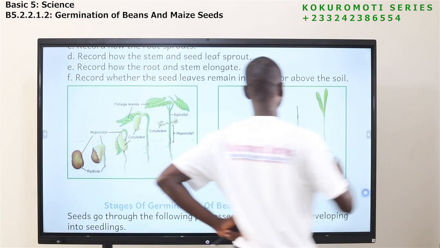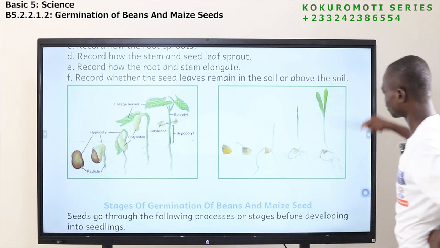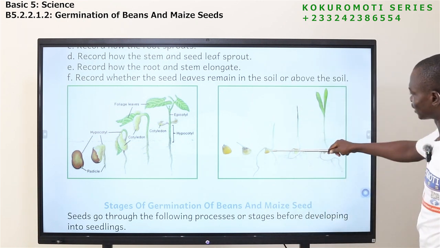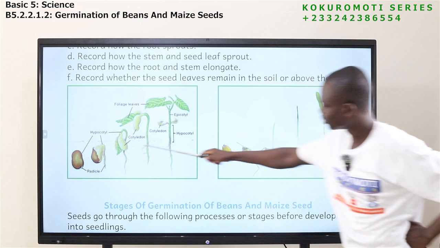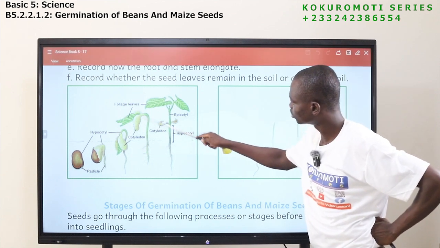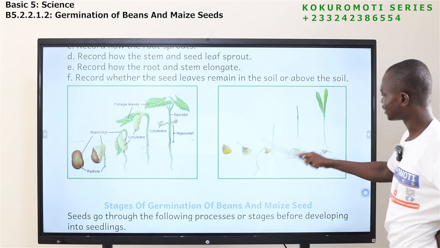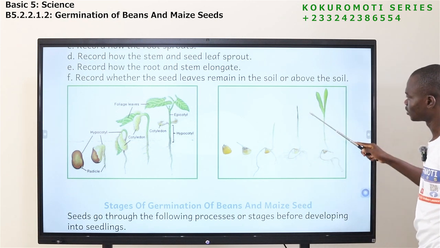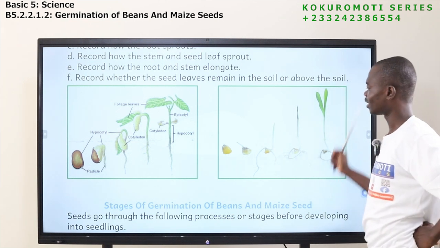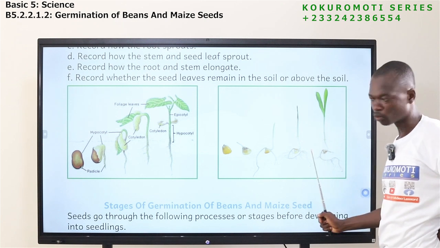But here, we have only one coming out. It germinates with only one. But here, it germinates with two. Have we seen the two leaves? But here, it germinates with only one. So this is one. That is why we call it mono.